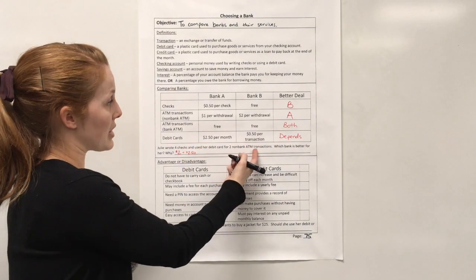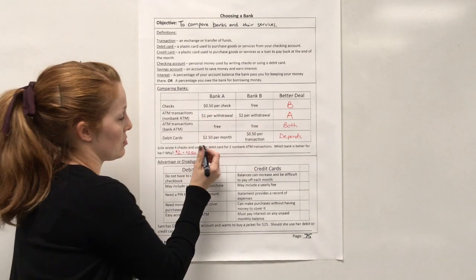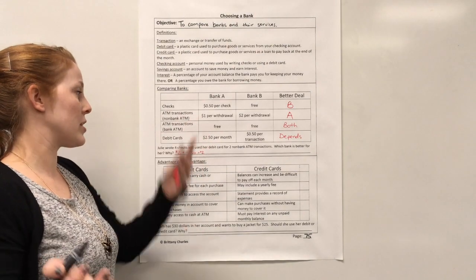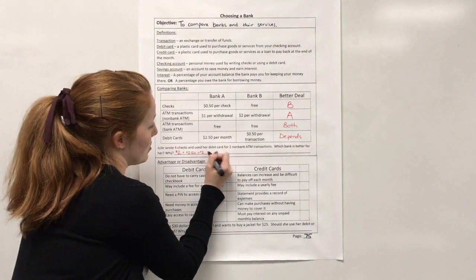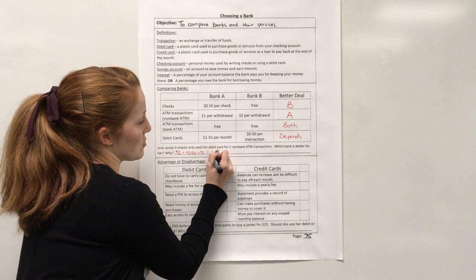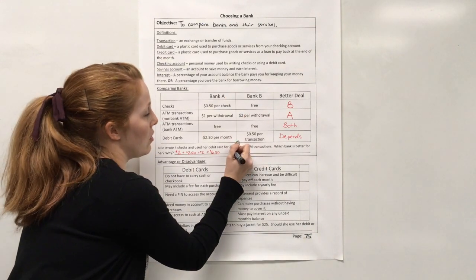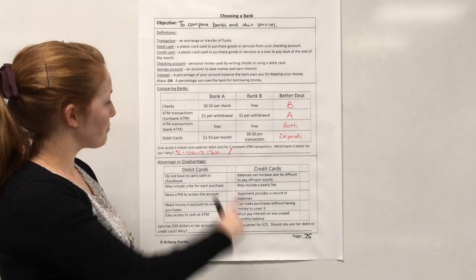And it's a non-bank ATM, so that's $2. All right, and then that's free. So if we add that together, 2, 4, 6, that'd be $6.50. That's with Bank A. So now, let's see with Bank B.